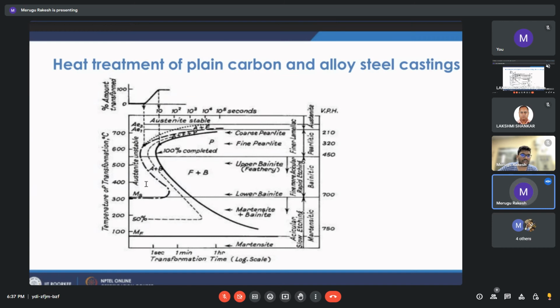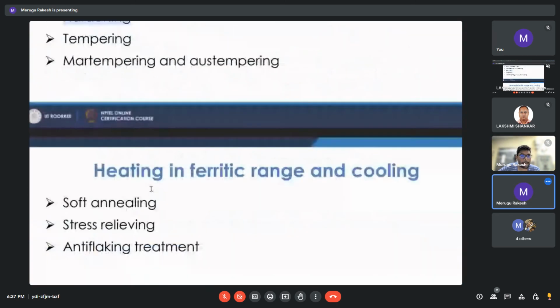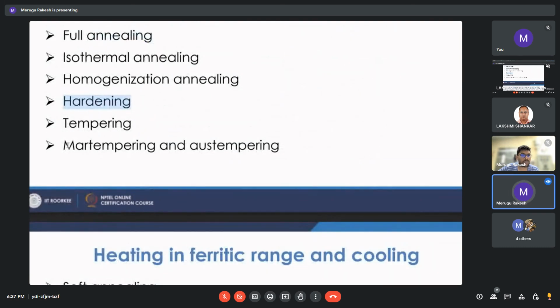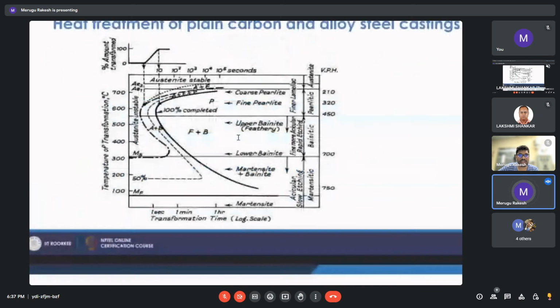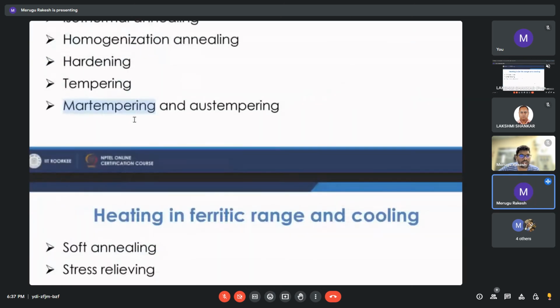Sorry, martensitic tempering is one thing, and austempering is what we do in this austenitic range, just above and below it. I think I'll throw some light on this in the following lectures, in the next slide as well. Just hold for a minute.